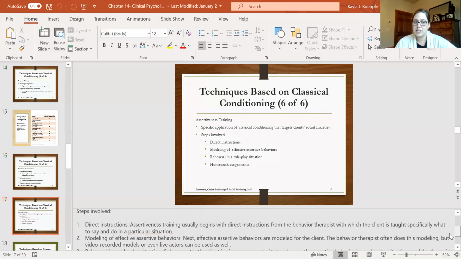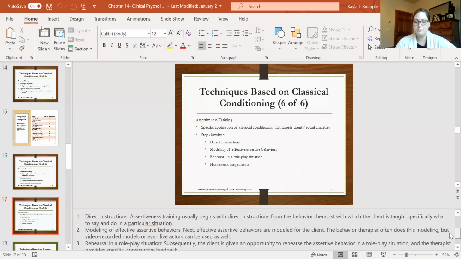There are some different steps that are involved, 4 main steps. So the first step is going to be direct instructions, which assertiveness training usually begins with, direct instructions from the behavior therapist, with which the client is taught specifically what to say and do in a particular situation. So kind of role playing ahead of time what the person is going to say and do when they get out there in a more informal type of setting.